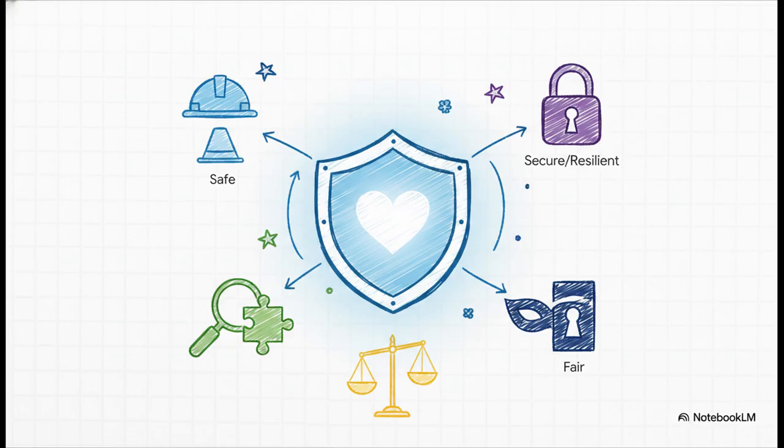Building on that bedrock, we have the core characteristics of trust. Every single one of these is vital. A system must be safe, meaning it protects human life and property. It's got to be secure and resilient, so it can withstand attacks or unexpected shifts. It needs to be explainable and interpretable, so it can actually make sense of its outputs. It must be privacy enhanced to protect human autonomy. And finally, it absolutely has to be fair, meaning we're actively managing computational and human biases.